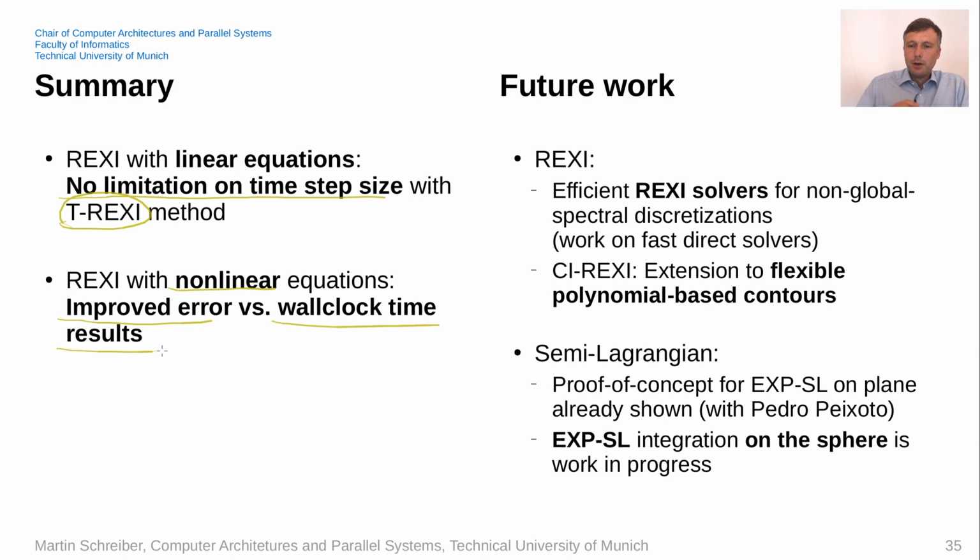As part of future work, we also want to work on REXI solvers for non-global spectral discretizations, since they are necessary to use, for instance, discontinuous Galerkin methods or spectral element methods with REXI. And we are also working on figuring out a more flexible way to use Cauchy contour integral methods on a polynomial contour basis in order to suit your time integration method to what you really need. There's already some work going on with exponential and semi-Lagrangian methods together with Pedro Peixoto, where we already got some results in the plane, and that's what we investigate next on the sphere, with some results which are already quite interesting, but stay tuned for the next time to see that.